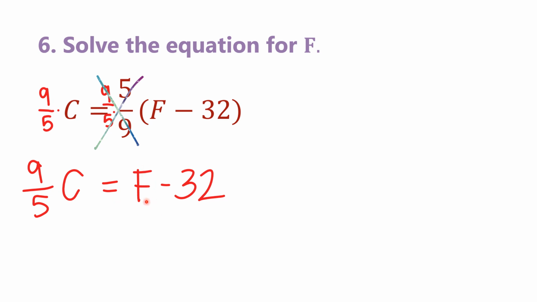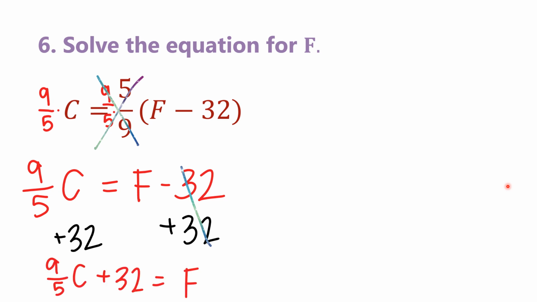And now I'm trying to get f by itself, so the last thing standing in my way is this 32. So I need to add 32 to both sides to get f by itself. That cancels out on the right. And we have f equals 9 over 5c plus 32. And I know some of y'all have told me you prefer to put what you're solving for on the left, so if you write it this way, that is fine. So those two answers are the same.